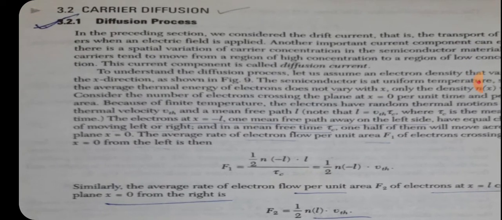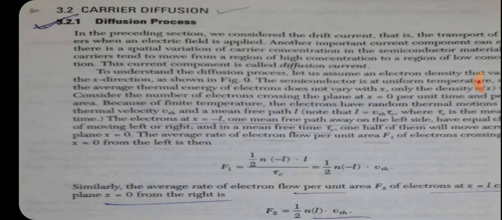Because of finite temperature, the electrons have random thermal motion with a thermal velocity V thermal and a mean free path L, and we know that L is equal to the product of the thermal velocity and the mean free time, that is tau c. The electrons at x equal to minus L, the mean free path away from the left side, have equal chances of moving left or right. In a mean free time tau c, one half of them will move across the plane at x equal to 0.